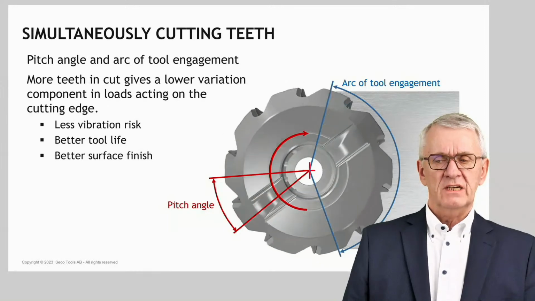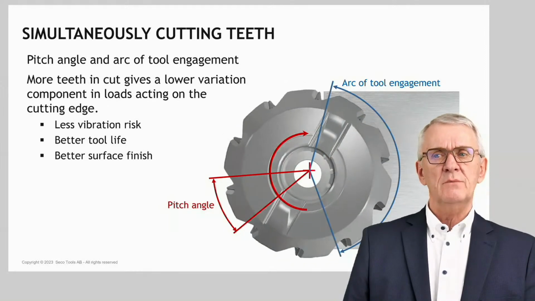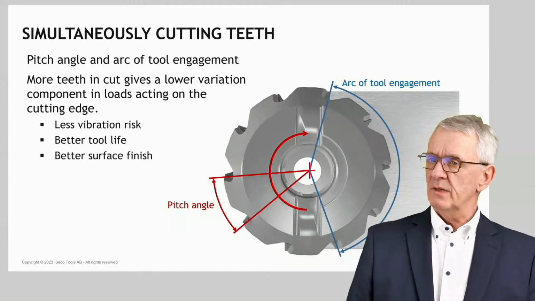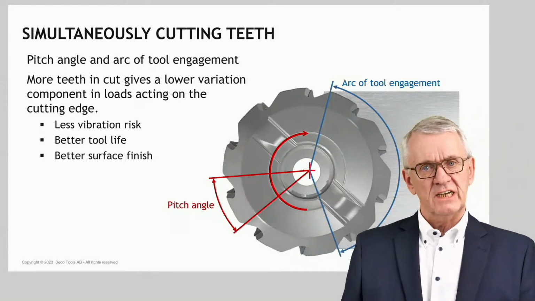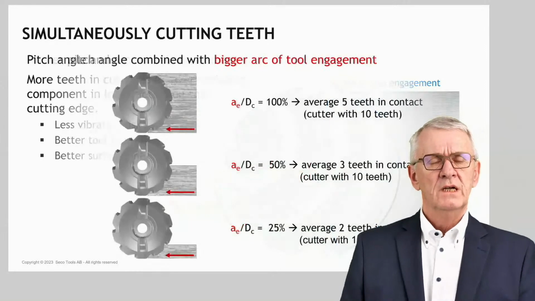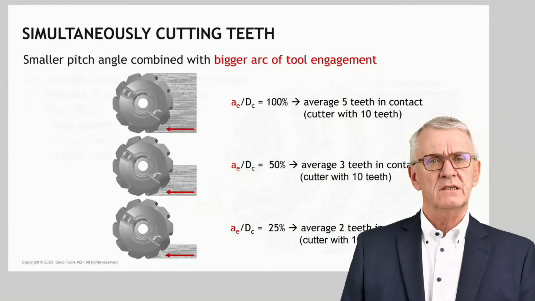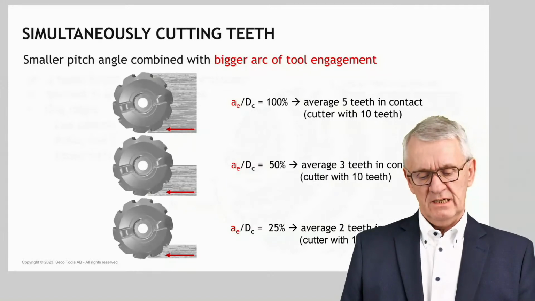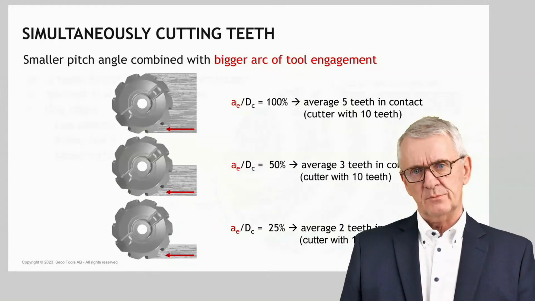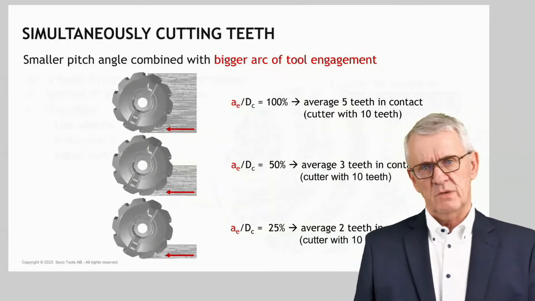If you can manage to have more teeth cutting at the same time, you have less vibration risk, better tool life, better surface roughness, less risk to enter a chatter situation, and so on. Now, how do we make more teeth cut at the same time? Well, basically, we have to look at the radial depth of cut, and we have to look at the diameter of a milling cutter.